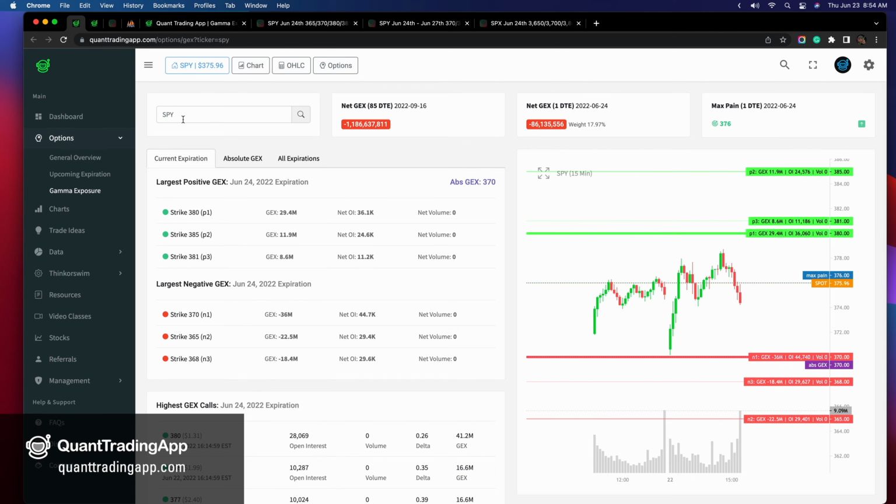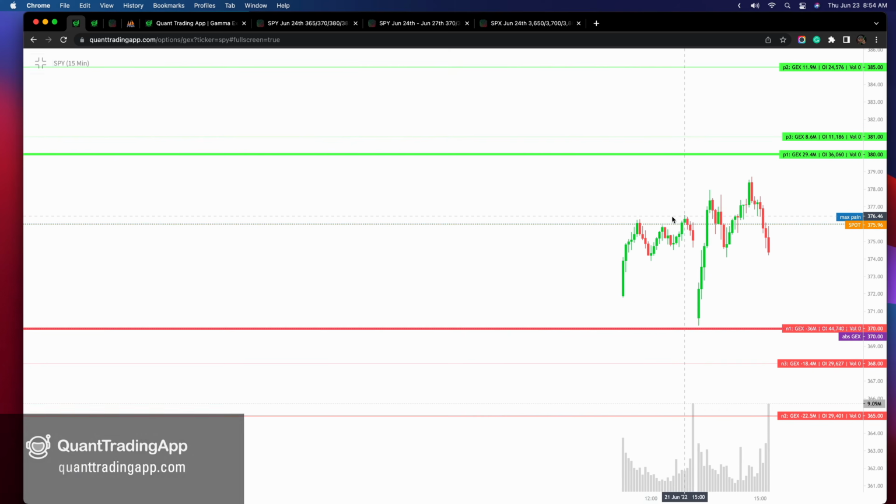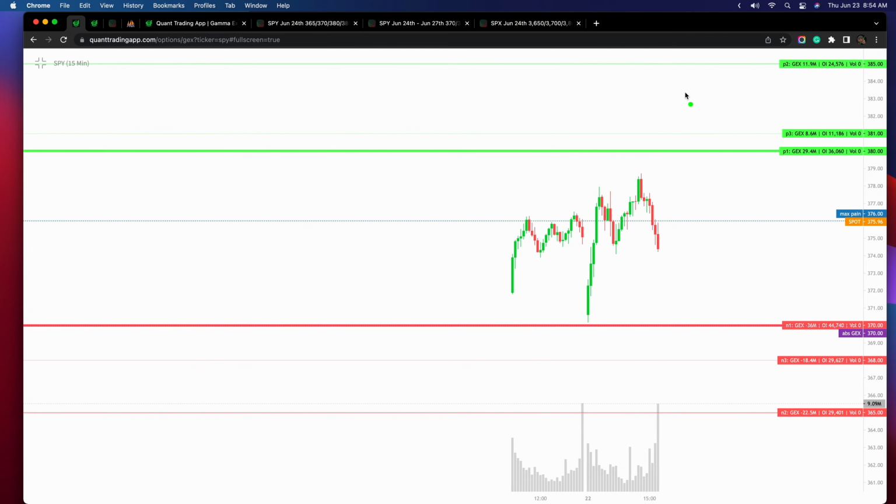If we were to come over to the Quant Trading App website and actually look at the gamma exposure tab right here, this chart is up to date. So this is as of this morning, as this page was refreshed, but it's using the information from yesterday's close. The spot price is the last traded price for the SPY currently, and then max pain, as you can see, has changed overnight. It has now dropped to 376. So the market is kind of already pinning around its max pain.